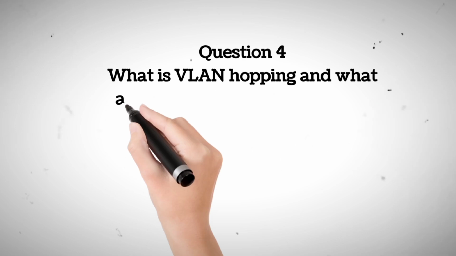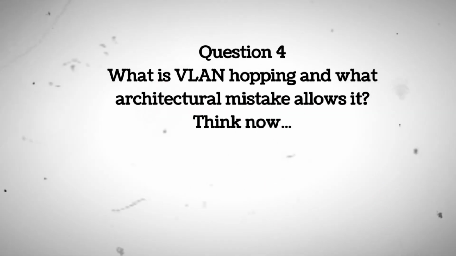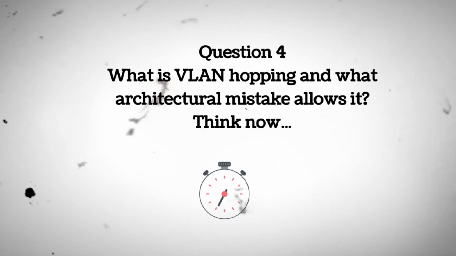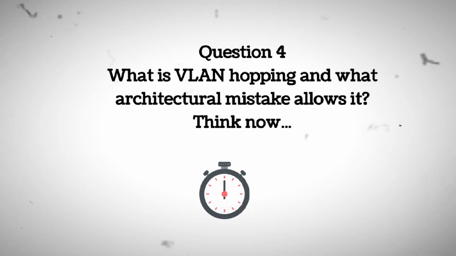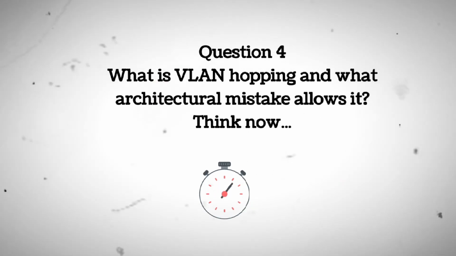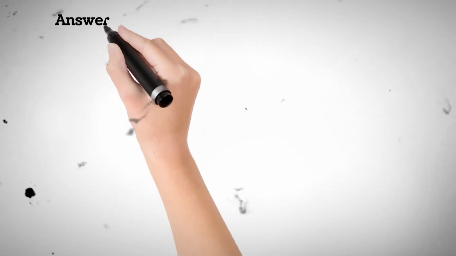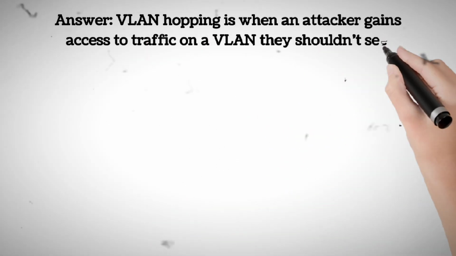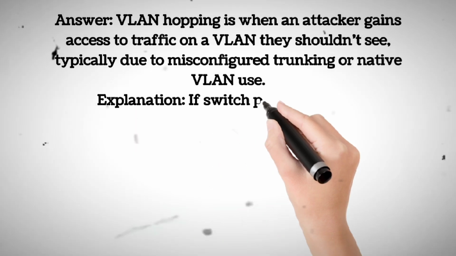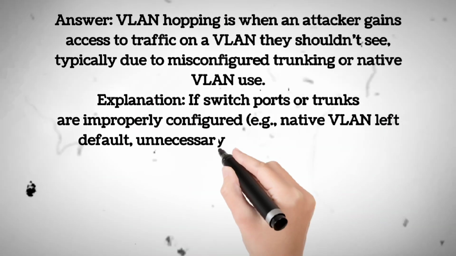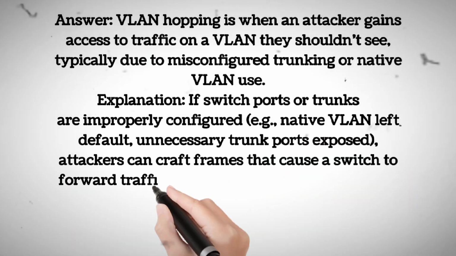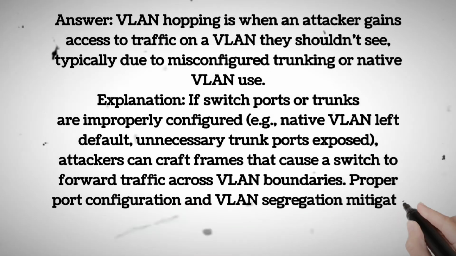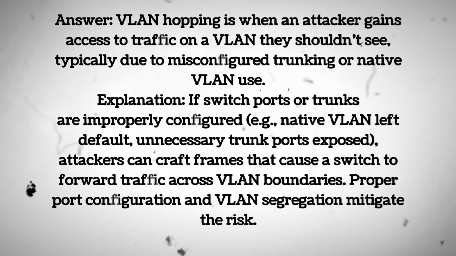Question 4. What is VLAN hopping and what architectural mistake allows it? Think now. Answer. VLAN hopping is when an attacker gains access to traffic on a VLAN they shouldn't see, typically due to misconfigured trunking or native VLAN use. Explanation. If switch ports or trunks are improperly configured, e.g. native VLAN left default, unnecessary trunk ports exposed, attackers can craft frames that cause a switch to forward traffic across VLAN boundaries. Proper port configuration and VLAN segregation mitigate the risk.